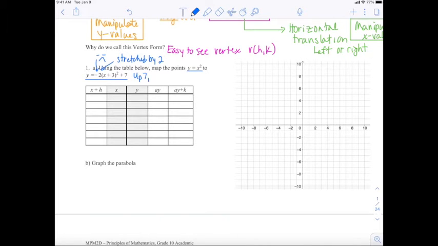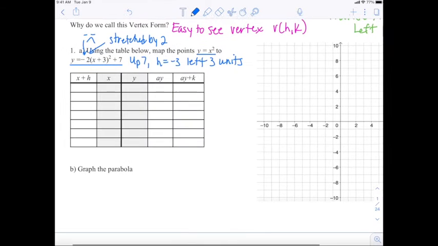And is that left or right? Well, I know that h is actually -3. It's going left 3 units. Okay, how do I put that in this table? How do I use this table? Okay, so here we go.